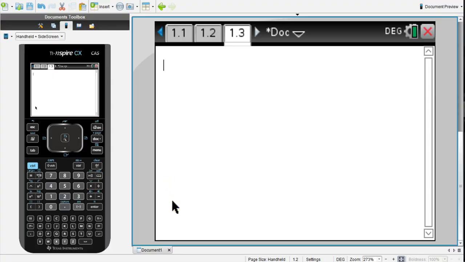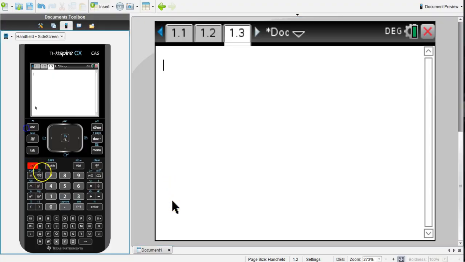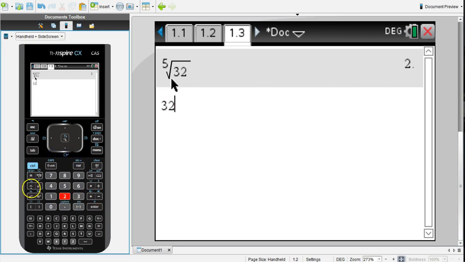See, I can do the fifth root of 32, and it tells me that's 2. But now I know that that also means the same thing as 32 to the 1/5. Trust me, there's a purpose for this. Just stick with me, and I will show it to you.